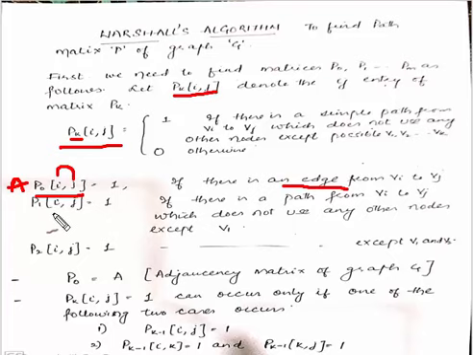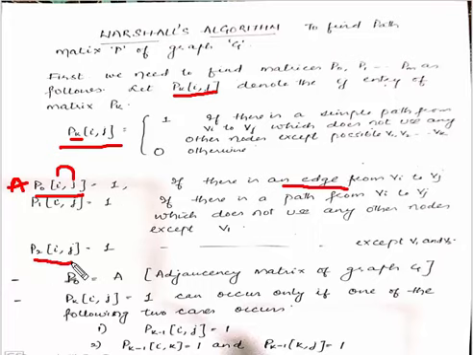Now what's the meaning of P1? P1 is saying that if there is a path from Vi to Vj which doesn't use any other node except V1, that means you just need to consider V1. You will go through V1 and you will ask, is there any path from Vi to Vj? If there is any path through V1, that entry would be 1.